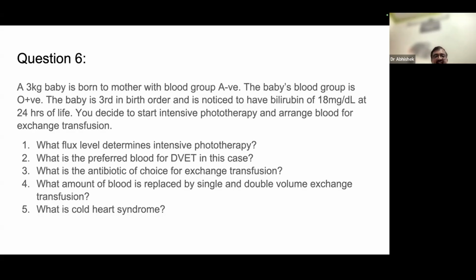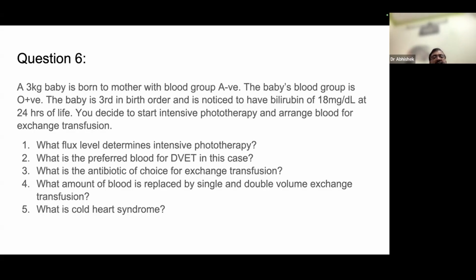I think we have discussed it in the case. What flux level determines intensive phototherapy? It's more than 30 microwatt per centimeter square per nanometer. What is the preferred blood for double volume exchange in this case? 20 is less, Sagarika, it must be above 30. It's O negative PRBC, right? Or A negative. It is either A negative or O negative suspended in AB positive plasma. The preferred choice will be the mother's blood group, A negative.